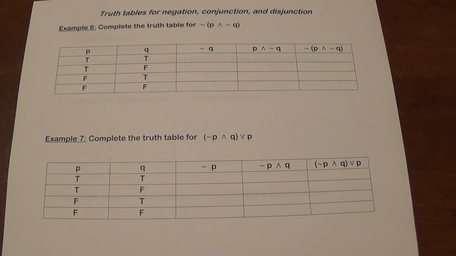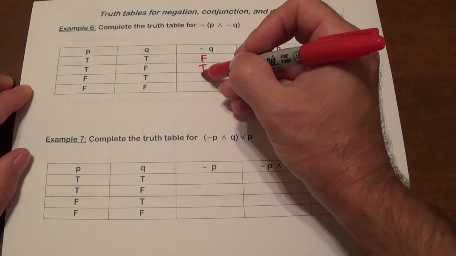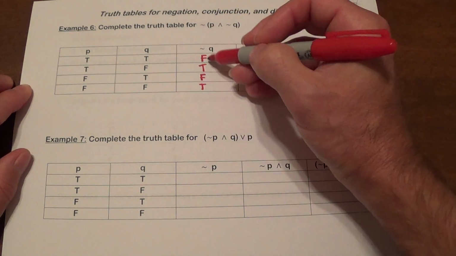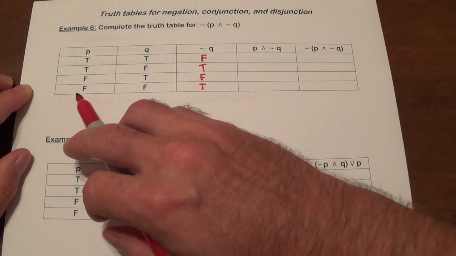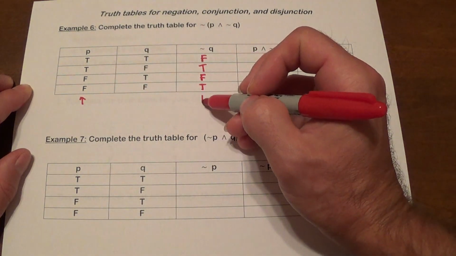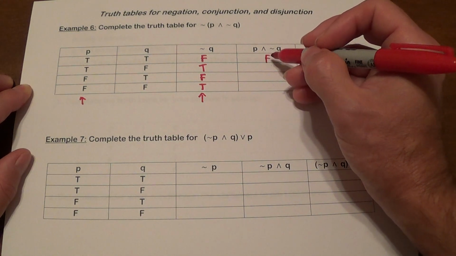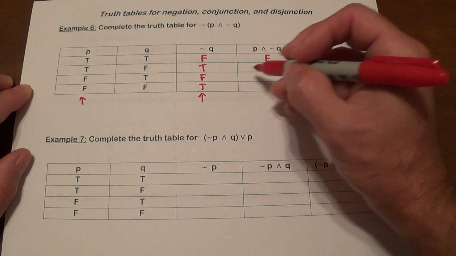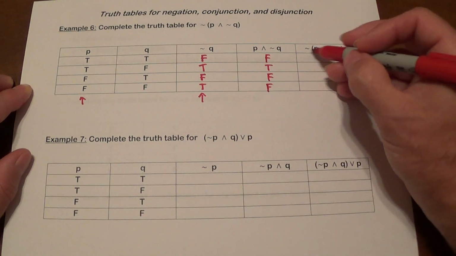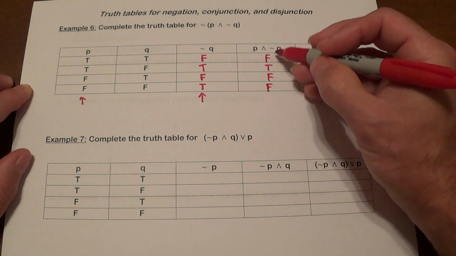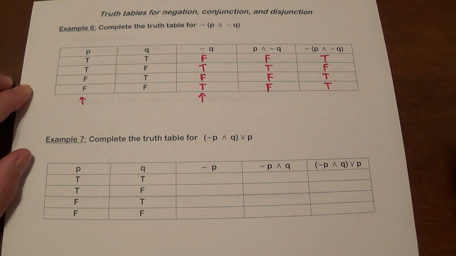All right, so let's do not Q, just the opposite of Q. So it's going to be F, T, F, T. You're looking at this column and negating them. Now P and not Q: that's these two columns here. P and not Q, TF is going to give you F, TT is T, FF is F, FT is F. But now we're negating that, so we look at this column and change it all to the opposite: True, false, true, true.